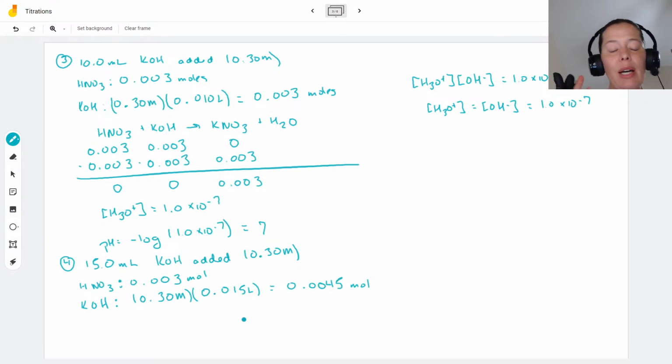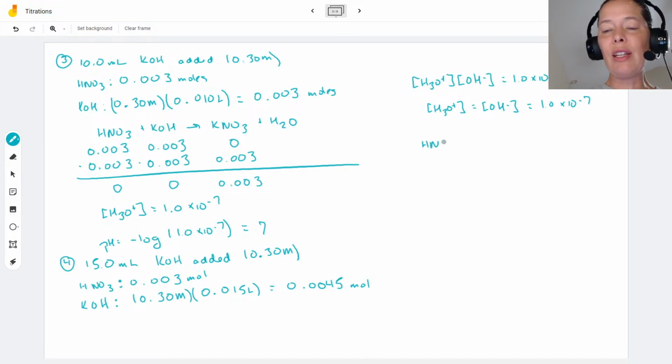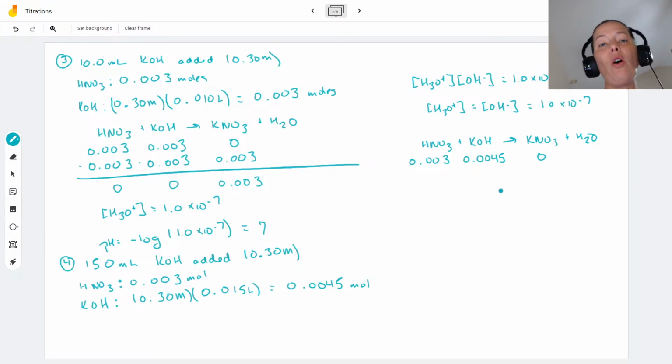Okay, so I'm going to do the same thing again. I'm just going to do a stoichiometry problem. I think I'll move up here. So again, my reaction here is my quasi-ice table. Same as it's been, plus water. And I always started with my 0.003, and now I have added 0.0045 moles. So my limiting reactant has changed.